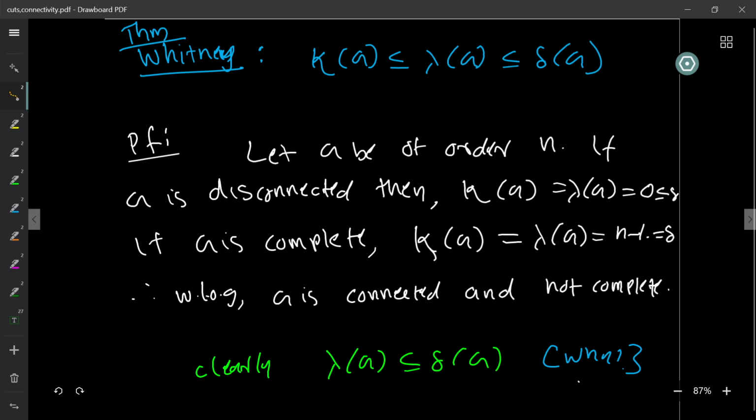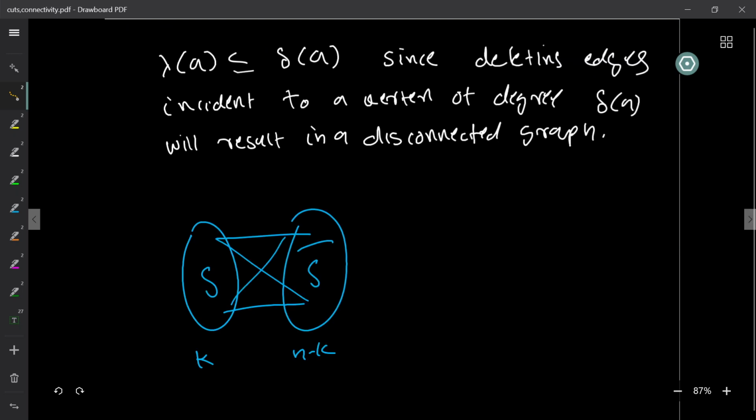What else? The kappa and lambda, that is, the vertex connectivity and edge connectivity. So in order to do that, we are going to look at the edge cuts of a graph. So what are the edge cuts of the graph? You take any vertex set, let's say S, look at its complement, and the edges between them form an edge cut.